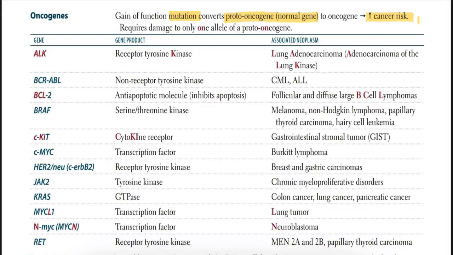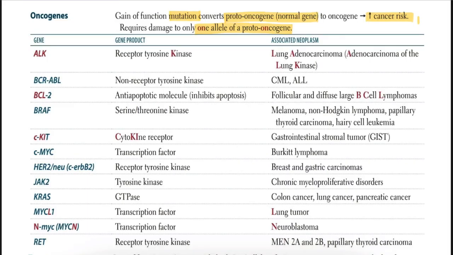So we have to know this basic concept about proto-oncogenes. It is a gain of function mutation. Only one allele needs to be mutated to promote cancer. So what we can see is a dominant mutation.